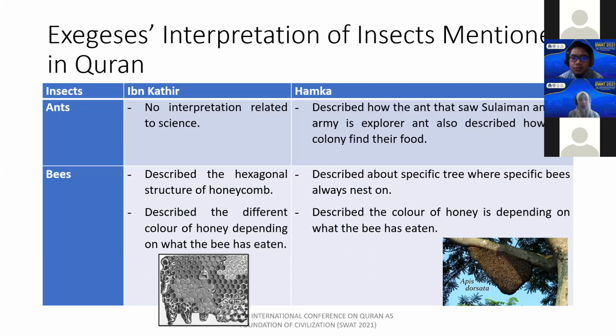And then Ibn Qasir mentions specifically the hexagonal structure of the honeycomb. This is also counted as tafsir Ilmi. And then Hamka described a specific tree where a specific bee always nests, which is the tree Koompassia excelsa, and the bee that always nests on it is Apis dorsata, which in Southeast Asia we call tualang, and that is where many people in Southeast Asia gather honey, called madu tualang.